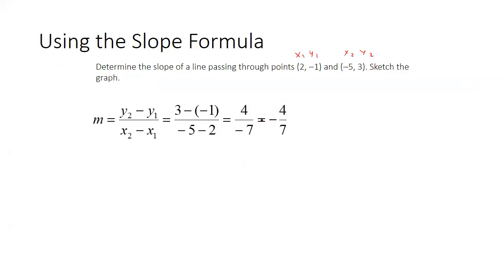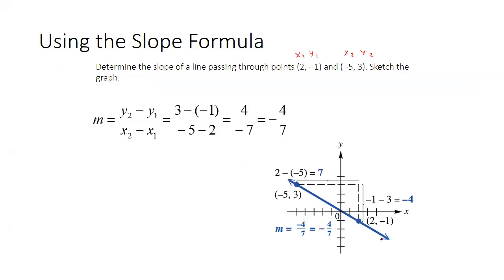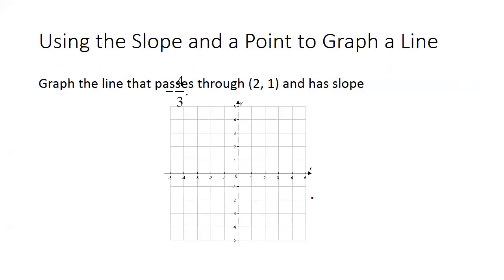Or if I look at it as the negative being at the top of the fraction, from anywhere on the line, if I move 4 units down and 7 to the right, I get back to the same line. That's what it means by a slope being -4/7. From any point on the line, if I go 4 units up, 7 units to the left, I get back to another point on the line. That's what it means by the slope being -4/7.